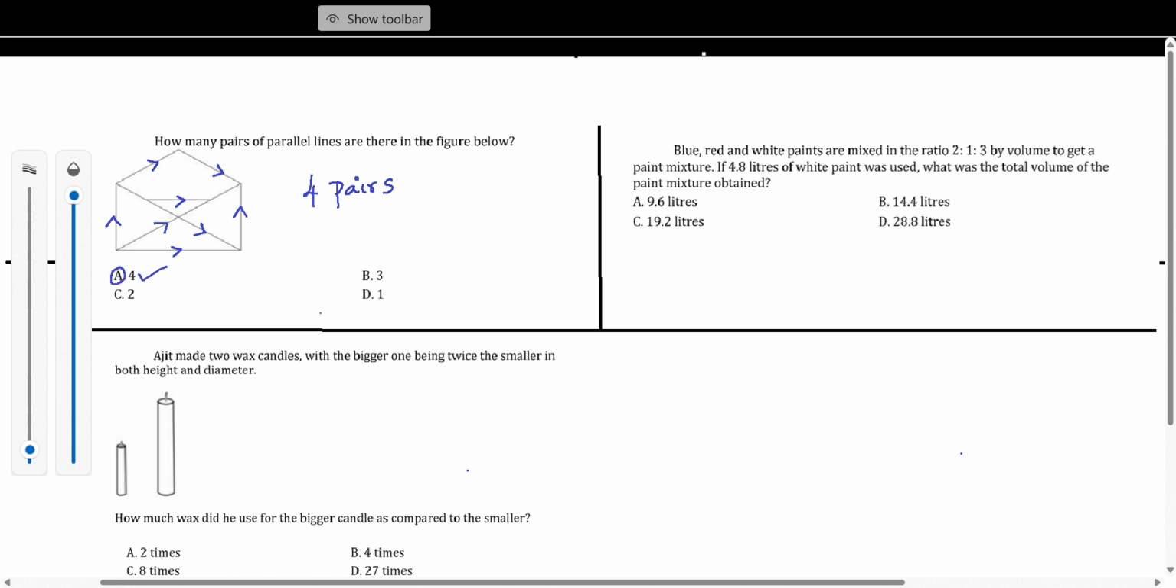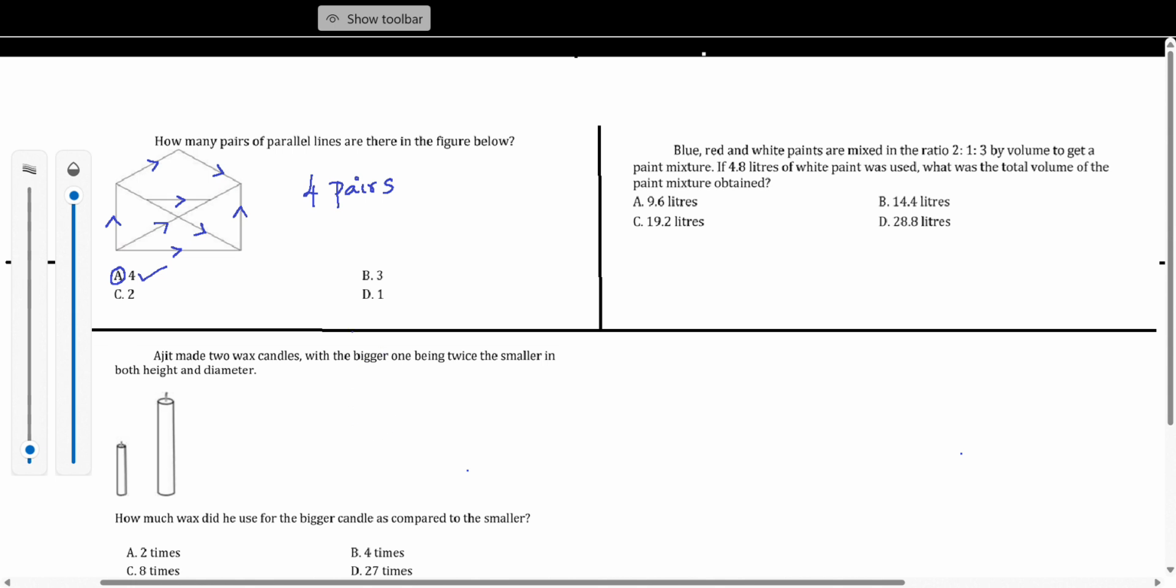So in questions like this, you will have to carefully observe and analyze the figure. For example, I put a lot of arrows here. So if you do not want to get confused, as soon as you identify the first pair, write next to it 1. And then after the second 2. So that you are careful and you do not miss out anything or you do not recount the same thing.